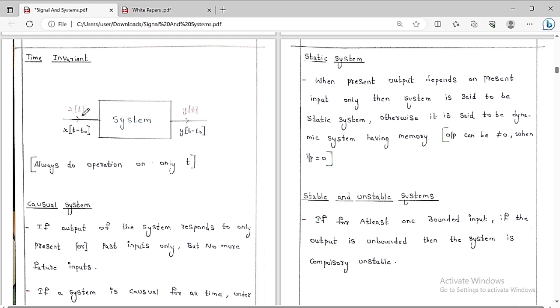For a certain input x(t), we get the output y(t). Take the new input x1(t), which is the delayed version of the previous input, and figure out the output y1(t). If that output is equal to y(t - t0), then we can say it is a time invariant system. Otherwise, it is a time variant system. So always do the operation only on the time t. I have told you these things many times, so I don't need to explain further.